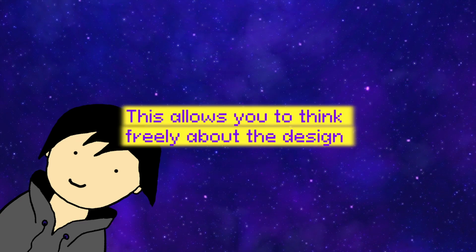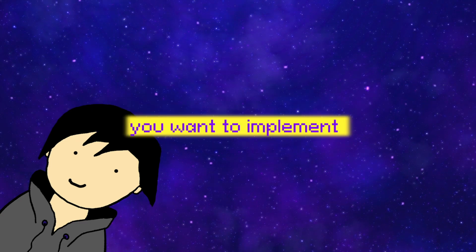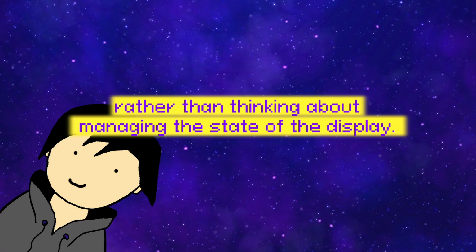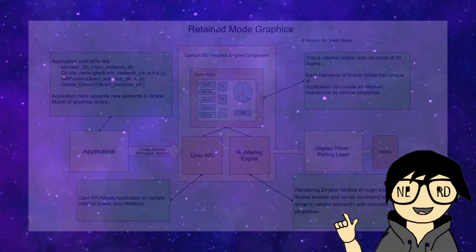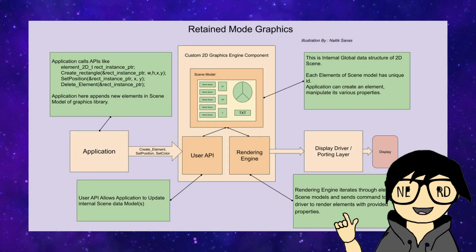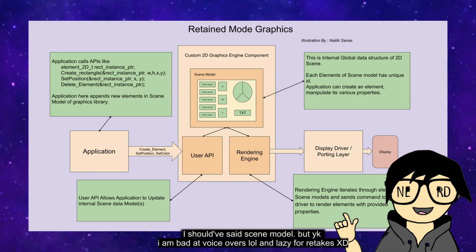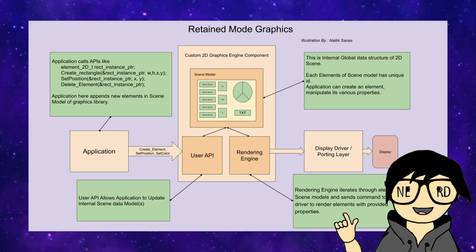This allows you to think freely about the design you want to implement rather than thinking about managing the state of the display. In retained mode graphics, the scene object is created by the render engine based on the objects created by the application. The scene object holds properties of every object instantiated by the application. The render engine iterates through every object at a set interval between refresh cycles and updates the display without the need for indication from the application.